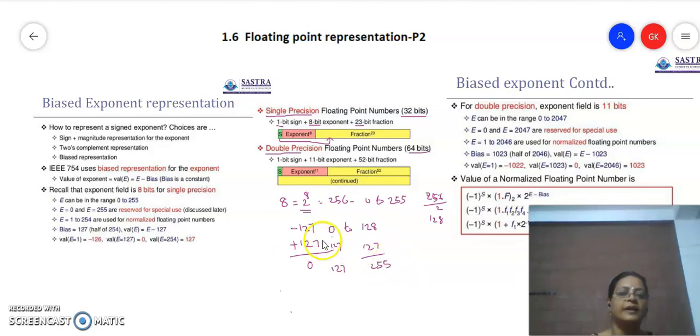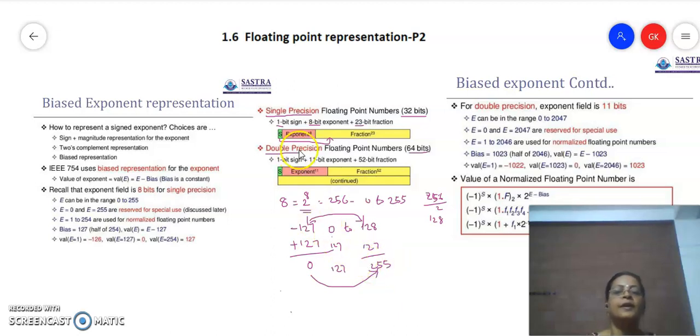So somehow, this range of exponents from minus 127 to 128 is converted to 0 to 255. How am I converting? Whatever the exponent may be, I am going to add 127 uniformly. If I add 127, the lowest value becomes 0, 0 becomes 127, and the maximum value 128 becomes 255. So with 0 to 255, I will be able to do all the operations.